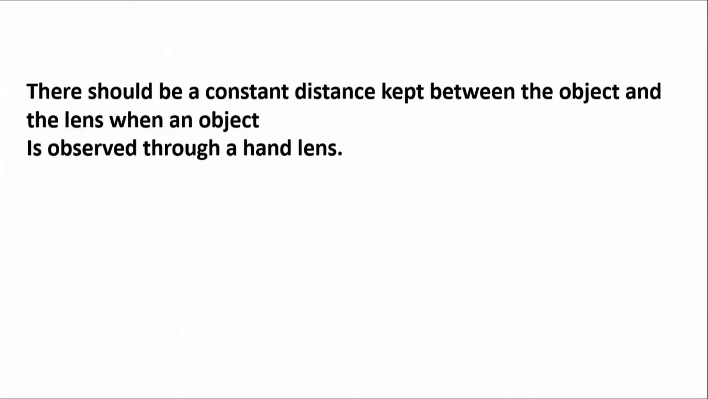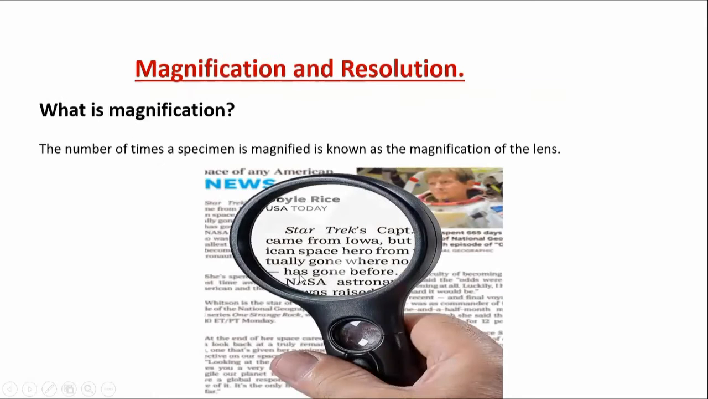Now we can conclude that there should be a constant distance kept between the object and the lens when an object is observed through a hand lens. All right, that is clear. So let's move on. Magnification and resolution.